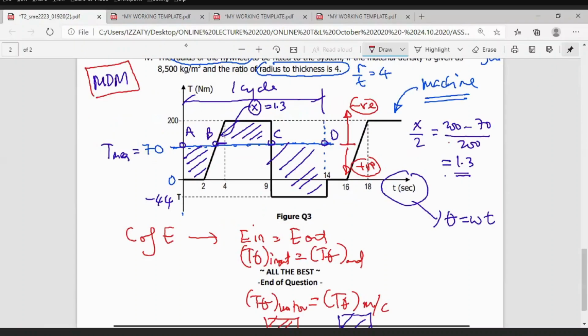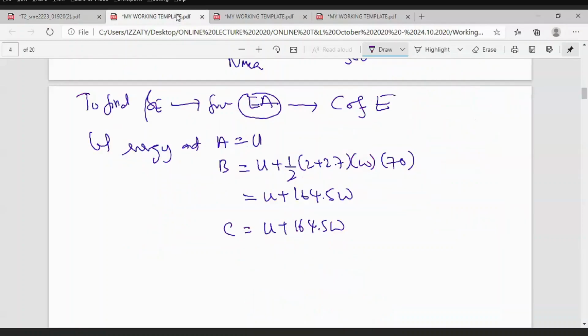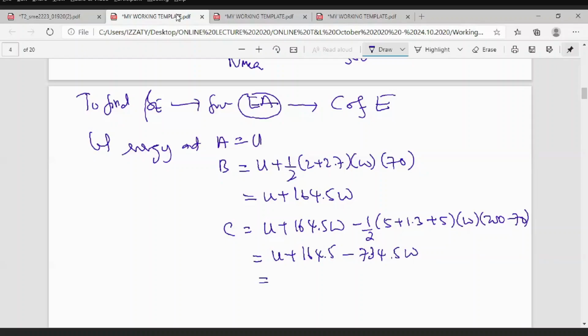C is equal to U plus 164.5 omega. You move to C. Where is C? C is here. This is another trapezium. This one is 1.3, this is 6.3, and then multiply by 200 minus 70. So you work out the result of minus half times 5 plus the small portion just now, plus another 5, times omega, times 200 minus 70. You work out this one, you get U plus 164.5 minus 734.5 omega. Put this number in the calculator, you get the result of U minus 570 omega. Move on to D now.